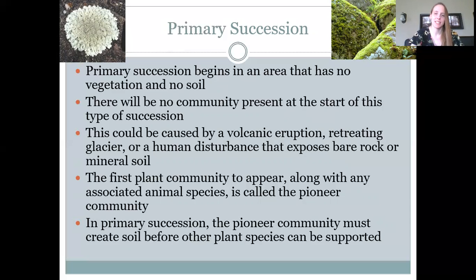When we have primary succession, the very first plant community to appear, which is called the pioneer species or the pioneer community, is going to be something that can live on just rocks. So we see some examples of this at the top here, things like lichen and mosses, which can grow on the rocks.